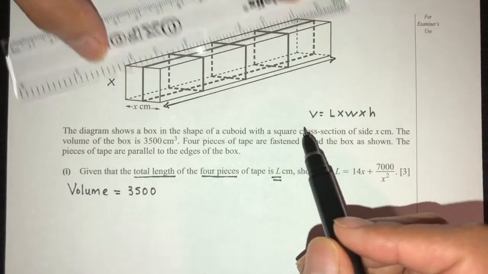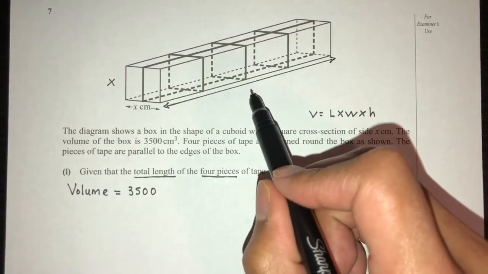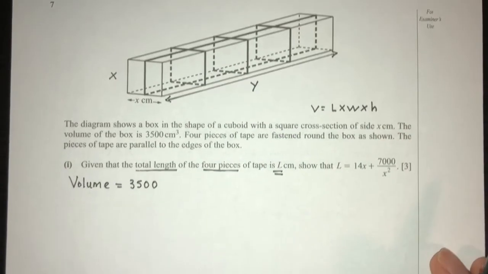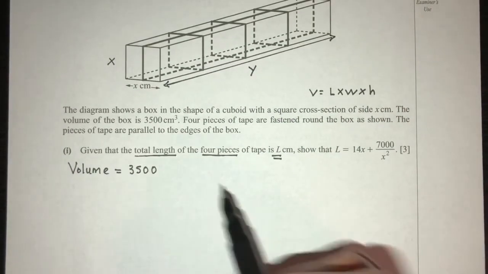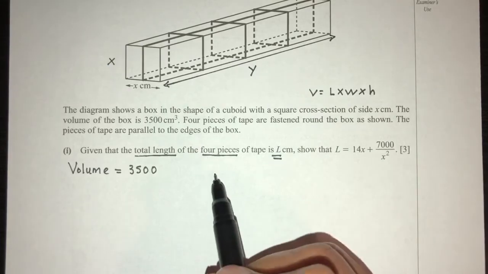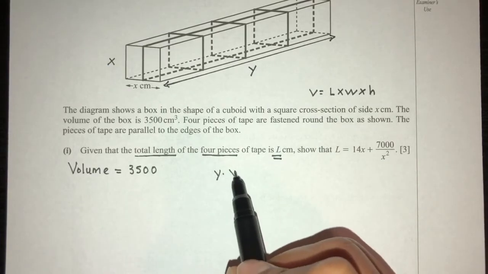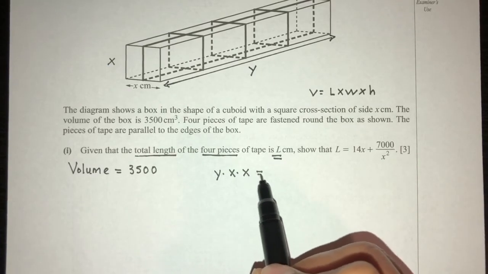So let's first find the length. Let's call this length y. So what is the value of y? So using this we can find that. So basically length is y times width is x times height is x, that is equal to this much.